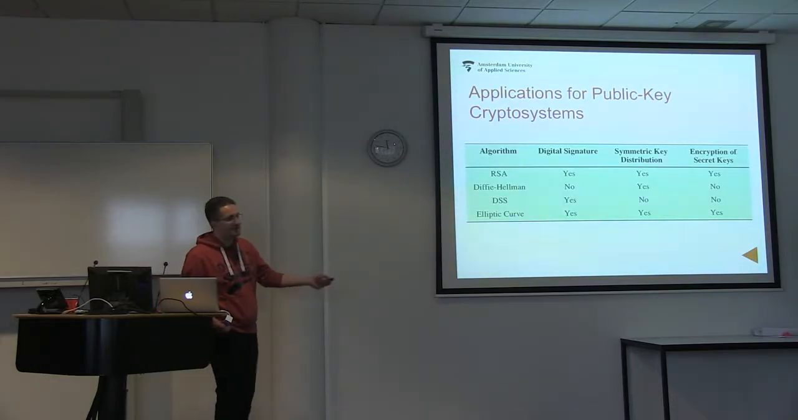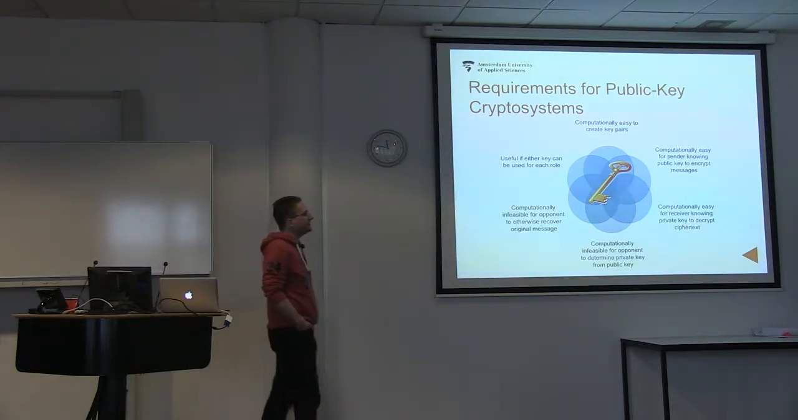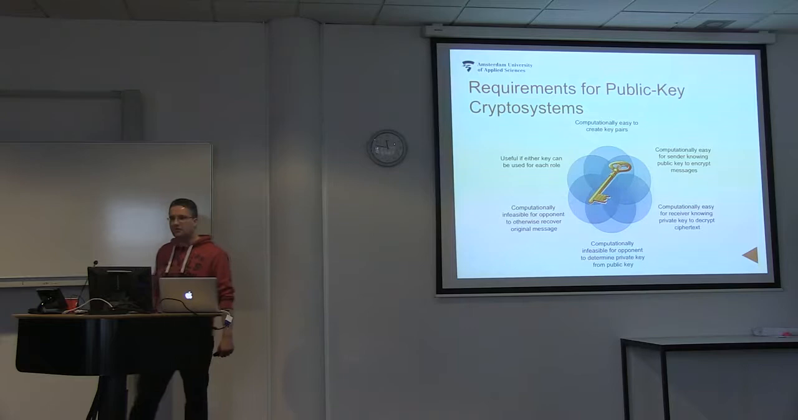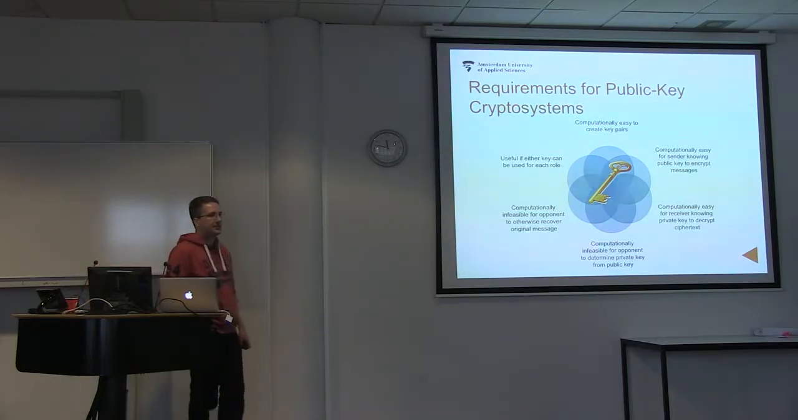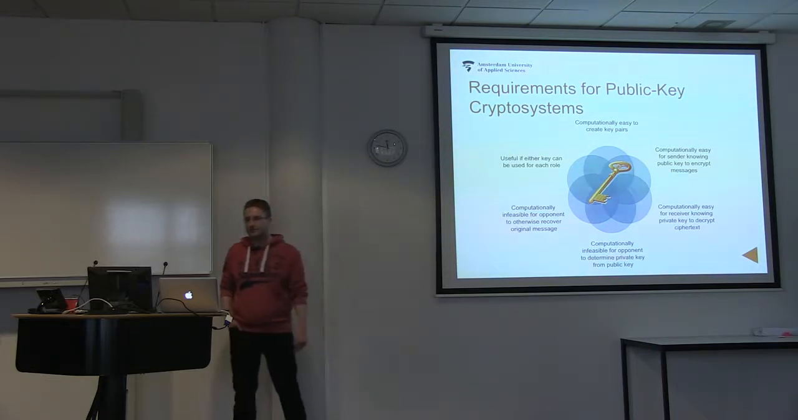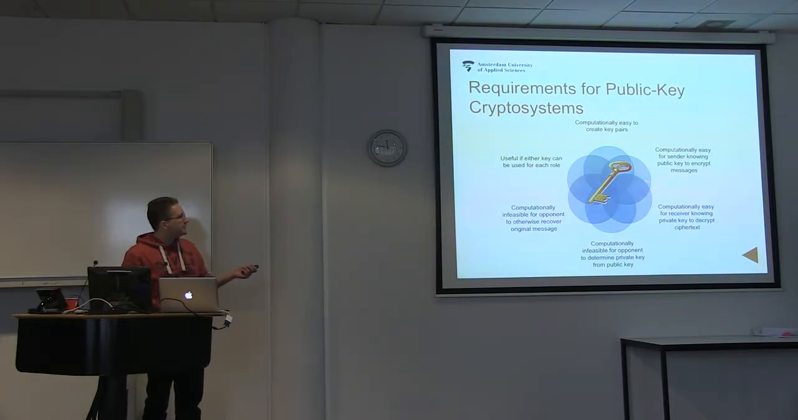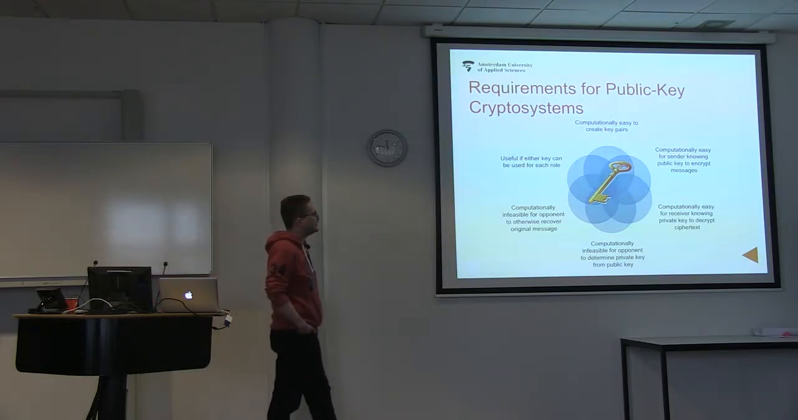Ideally, of course, you have something that says yes in all columns, but I think that speaks for itself. So these are the requirements for public key crypto. Computationally easy to create key pairs. This is, of course, very important, because the more complex and intensive this process is, if you need to do this a lot, and depending on what you're doing, you might need to, it can really slow down matters. And time is money. It also equally needs to be computationally easy to do the encryption and decryption, etc.